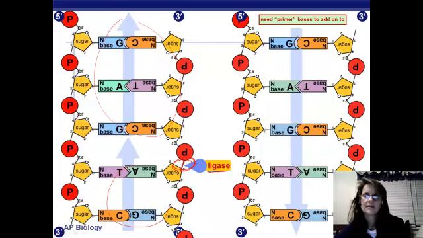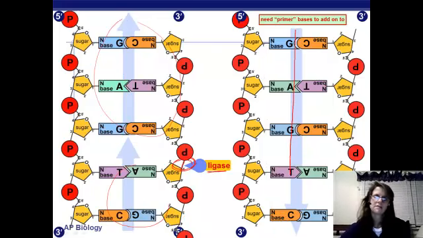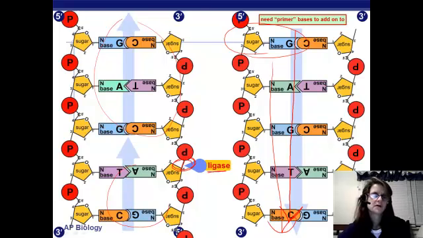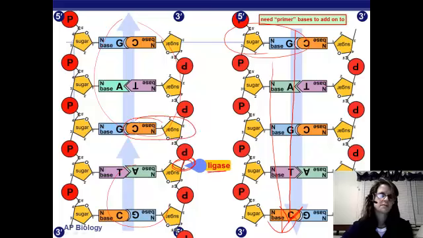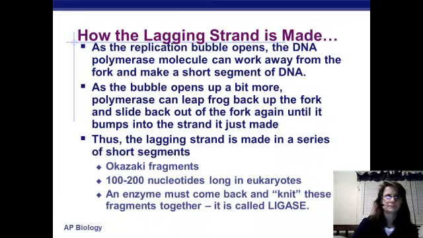So again, one side can be copied seemingly very easily. Just put your primer in and run it right on up the replication fork. This side, though, is a little more complex. We've got to wait for that replication fork to open a bit, put in a primer, and work out. Wait for it to open a bit more, put in a primer, work out. Then we've got to link them up.